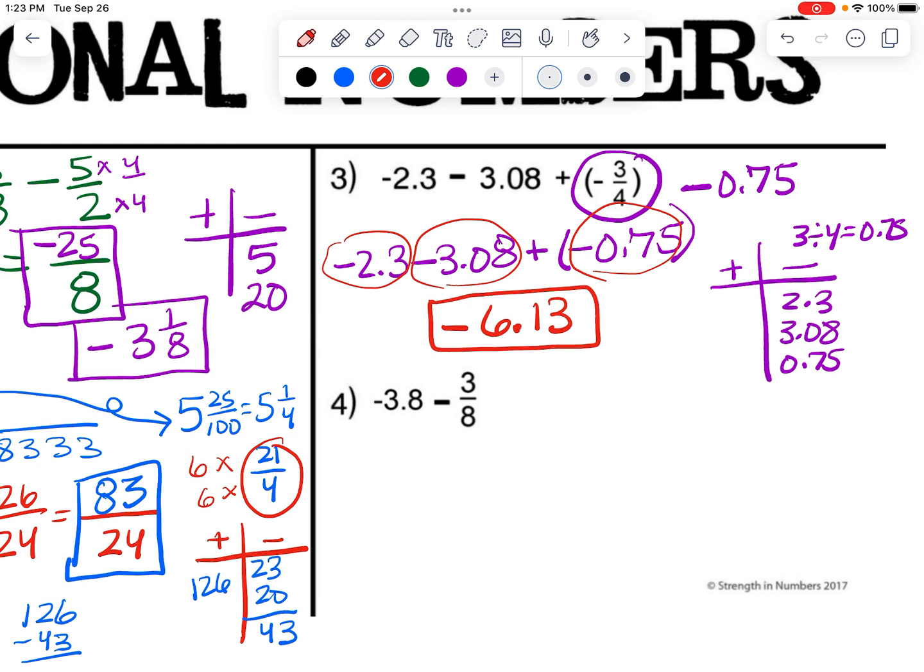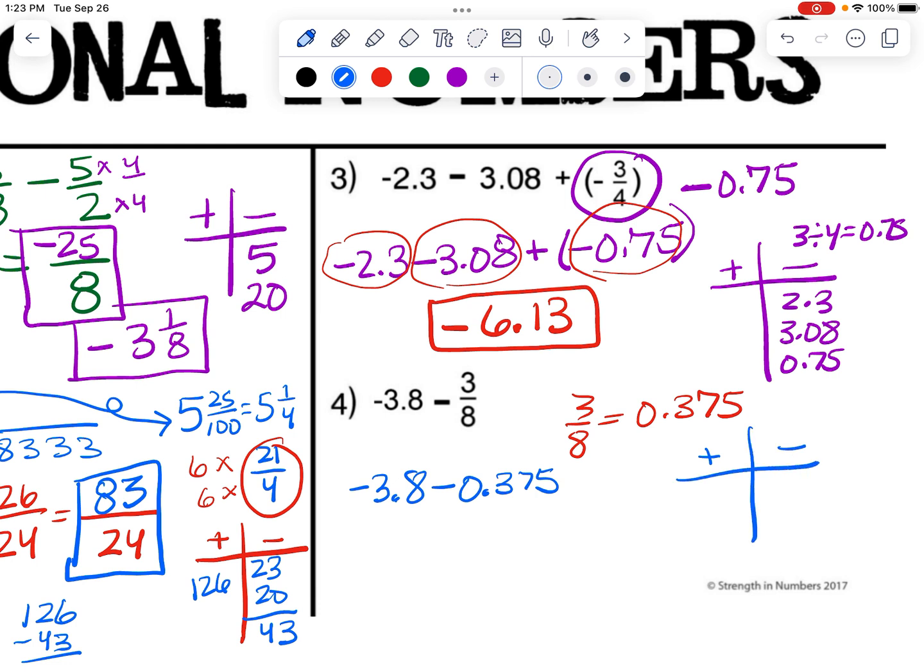Again, if it's easy to change the fraction to a decimal, you can. If it's a repeating decimal, do not do that. Use it as a fraction. So 3/8, I can just do 3 divided by 8 in my calculator. And 3/8 is the same as 0.375. So I've got -3.8 minus 0.375. If I'm doing my scoreboard here, both of these numbers have a negative in front of it, so the negative team is going to win. And we're going to add these together to find out how much they win by. But remember, your answer is negative because the negative team is going to win.